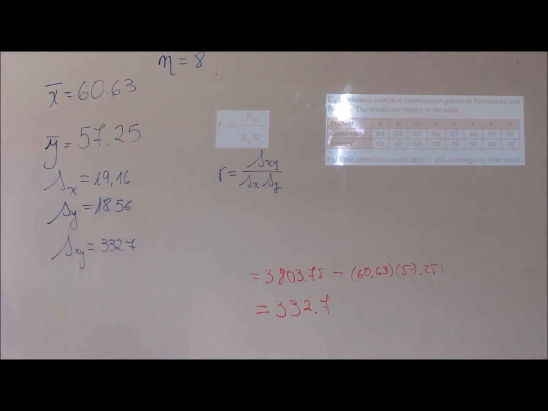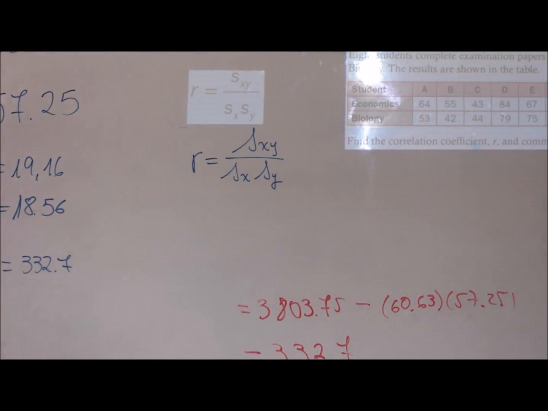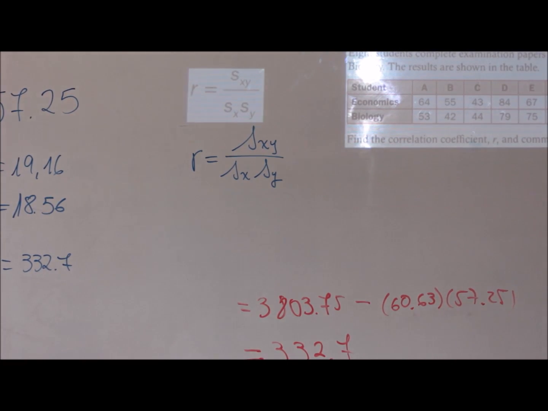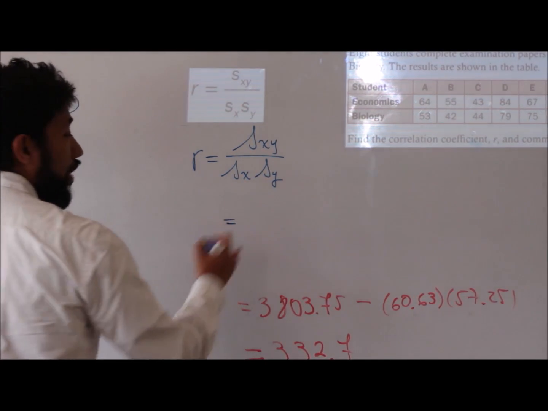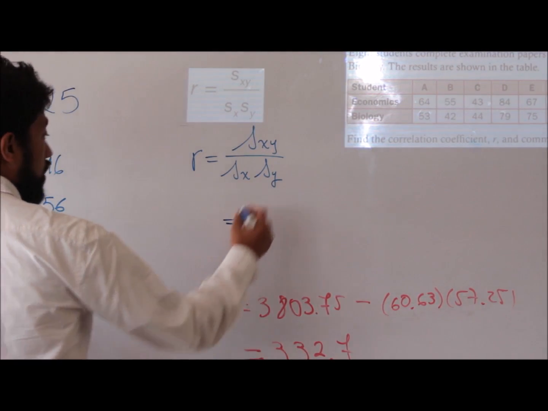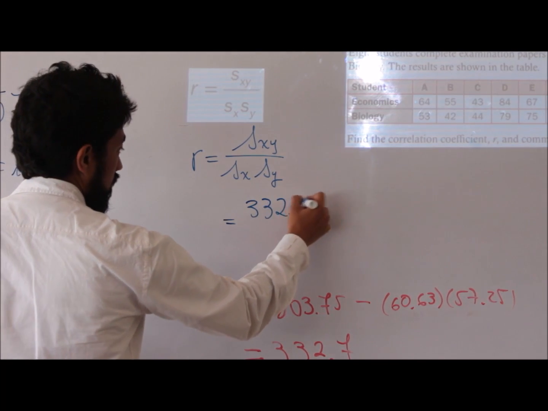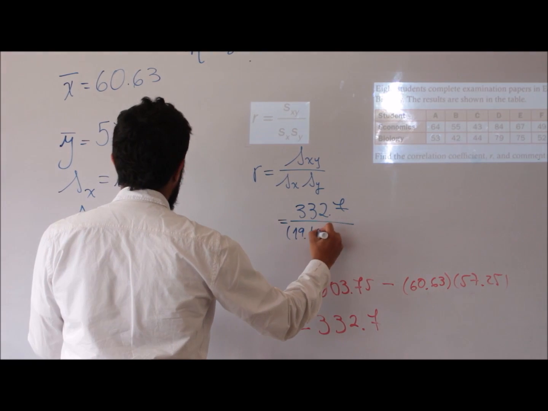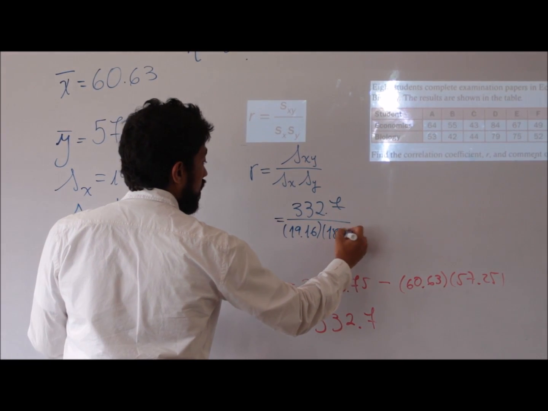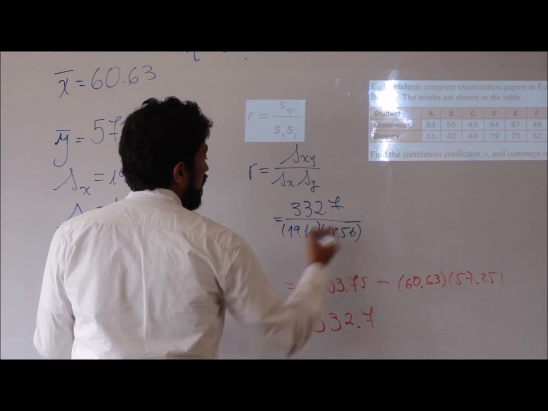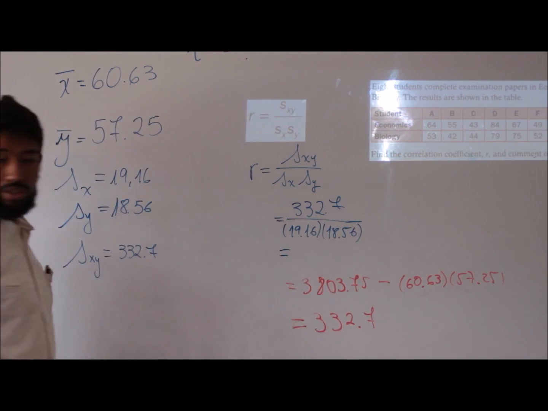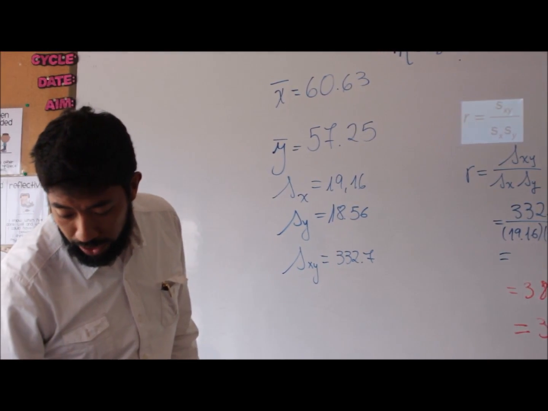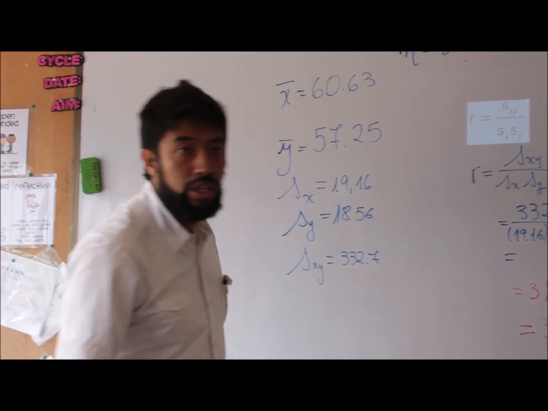Okay. Based on our previous work, we just have to replace. What is S of xy? 332.7. Divided by, and what is the value? 0.9. With three significant figures? 0.936.